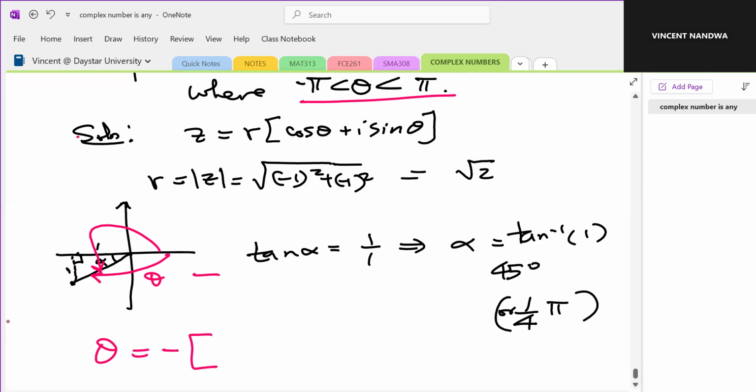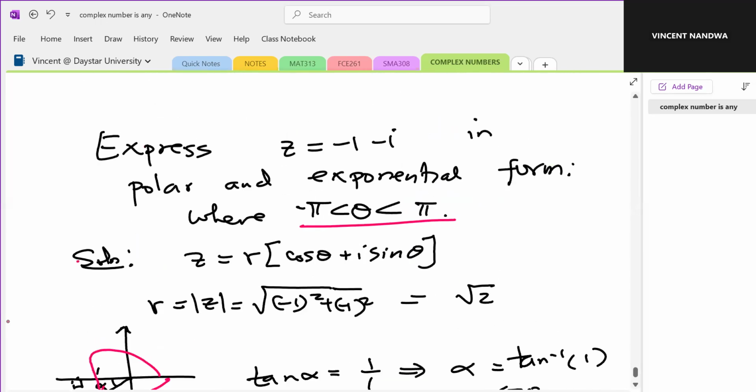And remember, this part plus this part should give us 180 or pi. So which means we are going to have pi minus this alpha, which we found to be pi over 4. Or if you want to use degrees, then it'll be 180 degrees minus 45 degrees. So pi minus pi over 4 will be minus 3 pi over 4. That will be the correct value of theta because the question has already specified the range where theta should be.